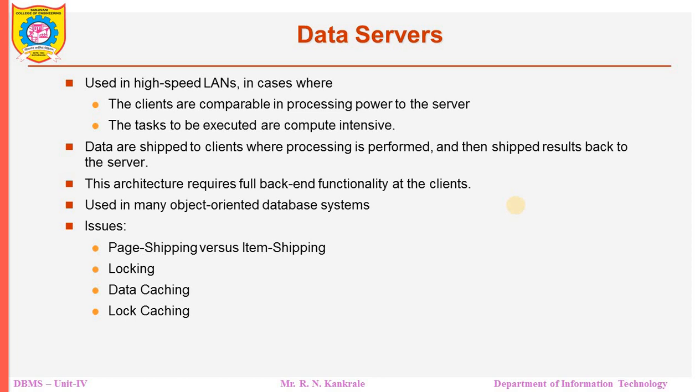Another type of server is the data server. It is used in high-speed LANs, in cases where the clients are comparable in processing power to the server and the tasks to be executed are compute intensive. Data are shipped to the client, where processing is performed, and then the results are shipped back to the server. This architecture requires full back-end functionality at the client. The issues with this are page shipping versus item shipping, locking, data caching and lock caching.